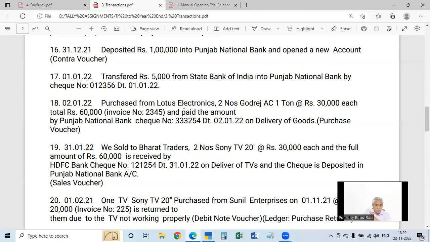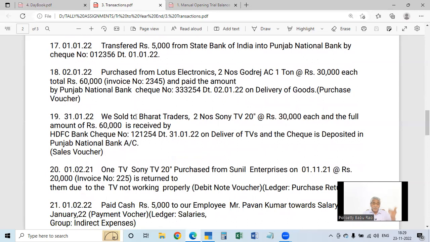It will not show Lotus Electronics account; it will show only bank and purchases. This Lotus Electronics name will not be shown anywhere, but it is required for us when making the payments in the GST returns, the name is required. Okay, we will come to it later.